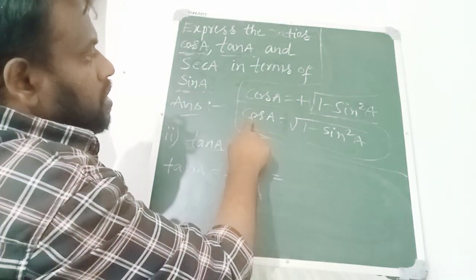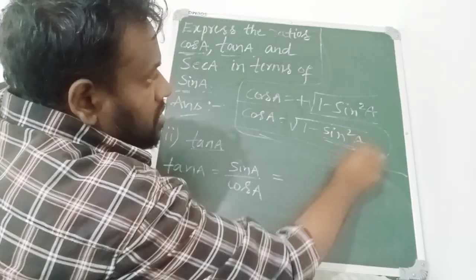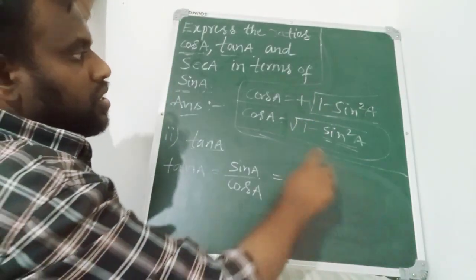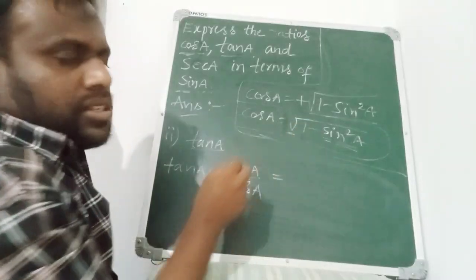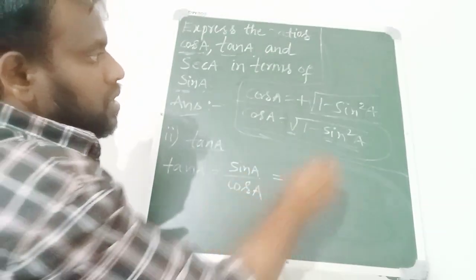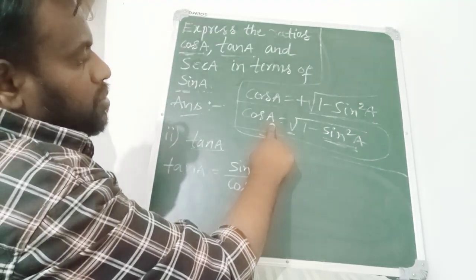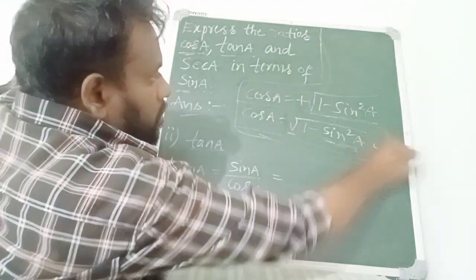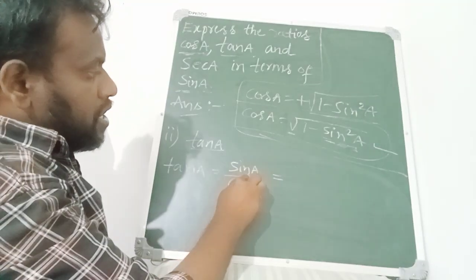This is done. See, cos A is equal to this. Here you can see only sin A is there. There is no other function. A number can be there, no problem. This is square root, that is also no problem. The thing is the function should be sin A. Yeah, cos A is expressed in terms of sin A. This is done. Now tan A also should be in terms of this sin A only.